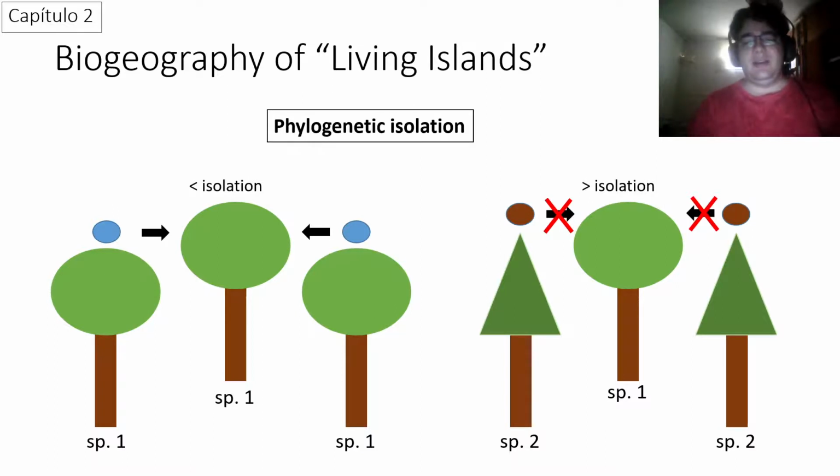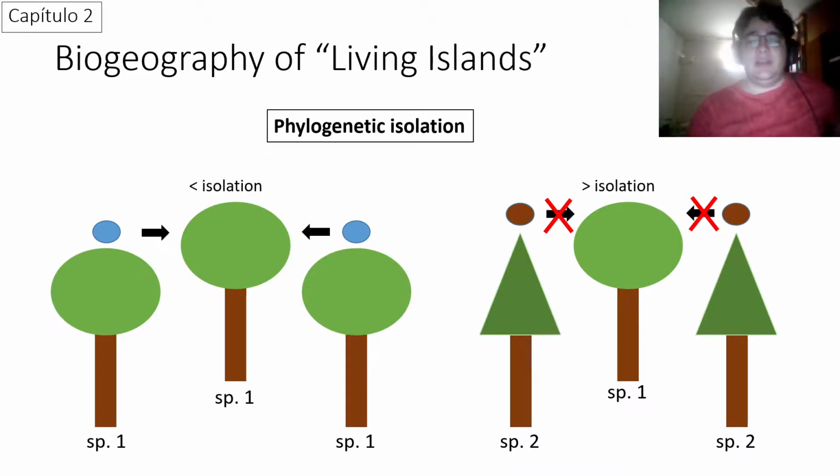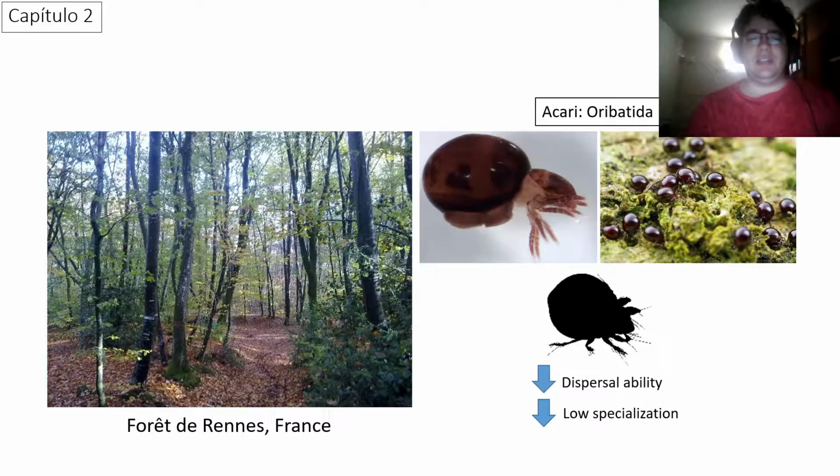For example, if we have lots of pine trees and an oak species in the middle of that, we have a high phylogenetic isolation. So our hypothesis was that this would work as a type of distance isolation, so diversity would be decreased by this phylogenetic isolation. To test that, we use mites from Oribatida in Forêt de Rennes in France.